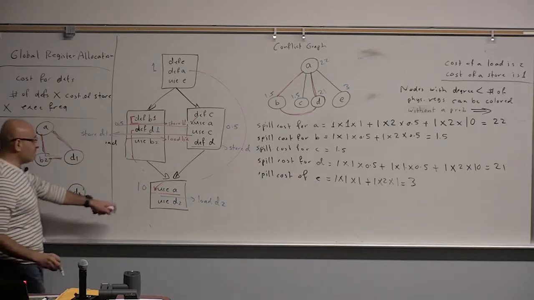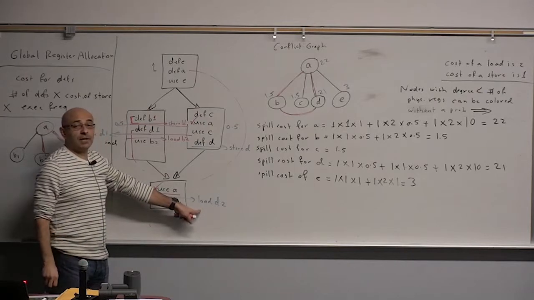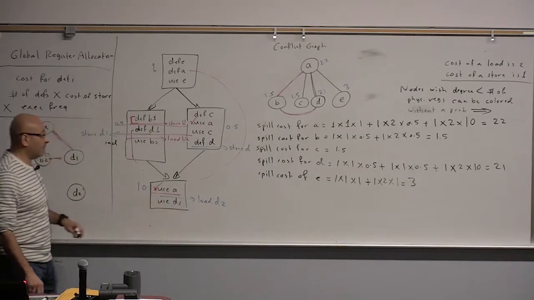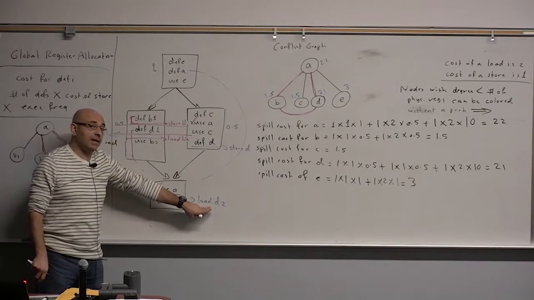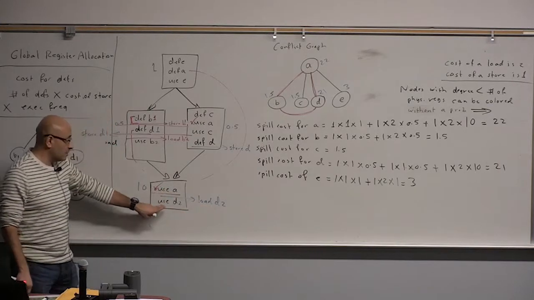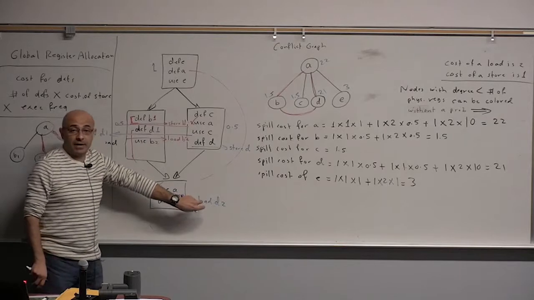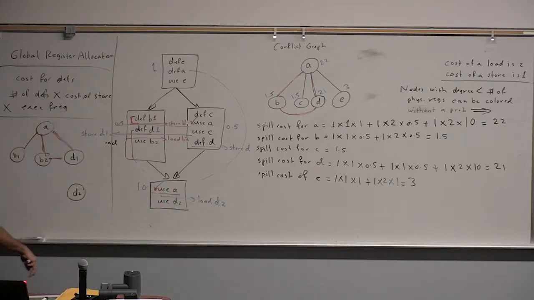In fact, this D2 here, does it conflict with anything? No. It doesn't conflict with anything because we are defining it here. This is a clean definition that we are bringing from memory, and this is a use. So it's not conflicting with anything. So D2 is not going to conflict with anything. It's going to introduce a separate node in the graph. Now, D1 conflicts with A.